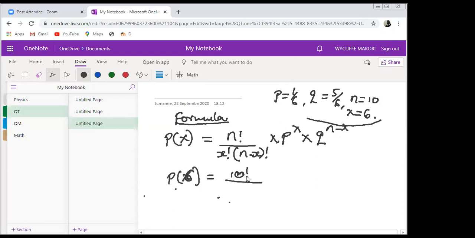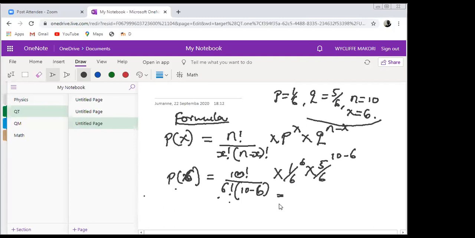the 10 events are going to be successful is equal to n factorial, which is 10 factorial, over x factorial, which is 6 factorial, times 10 minus 6, which is n minus x. Then you multiply by p power x, which is 1/6 power 6, times q. Remember, the probability of failing is 5/6, so it's 5/6 power n minus x, which is 10 minus 6. Therefore, this will be equal to what?